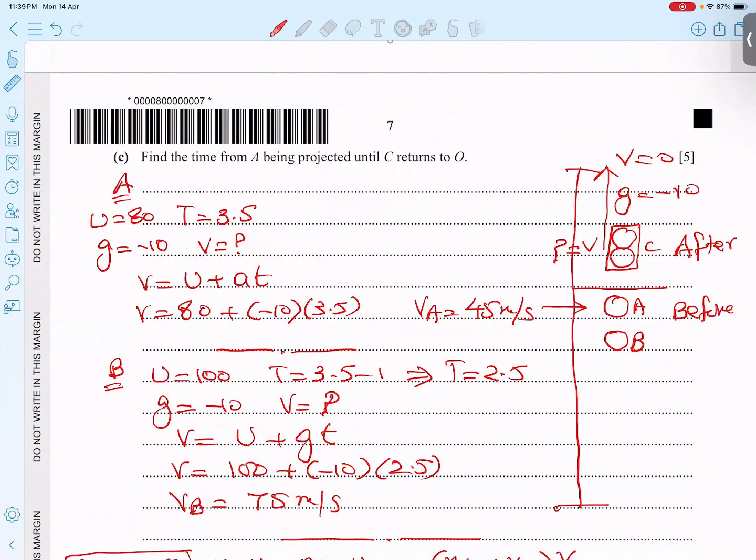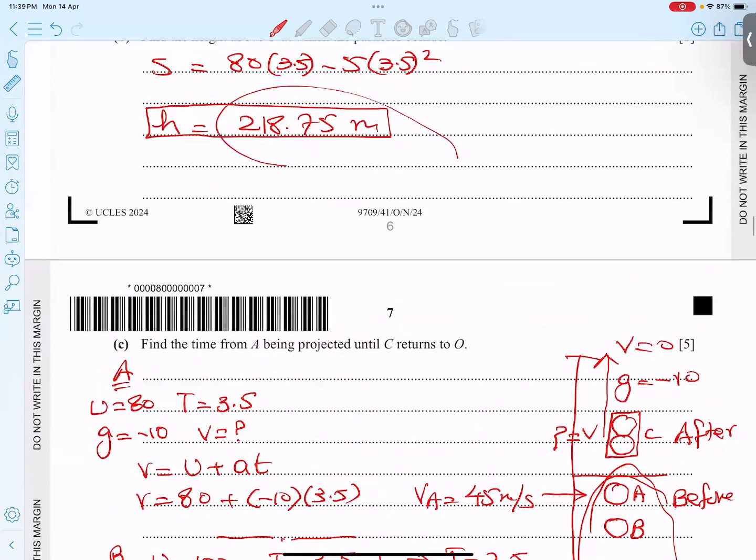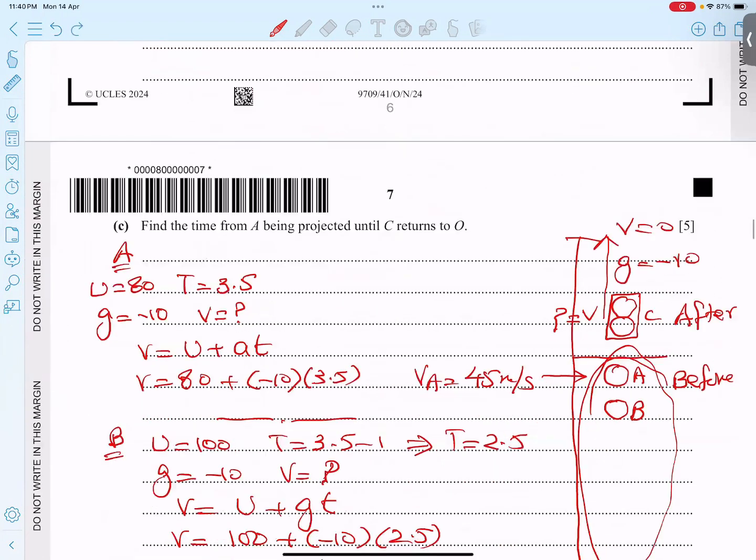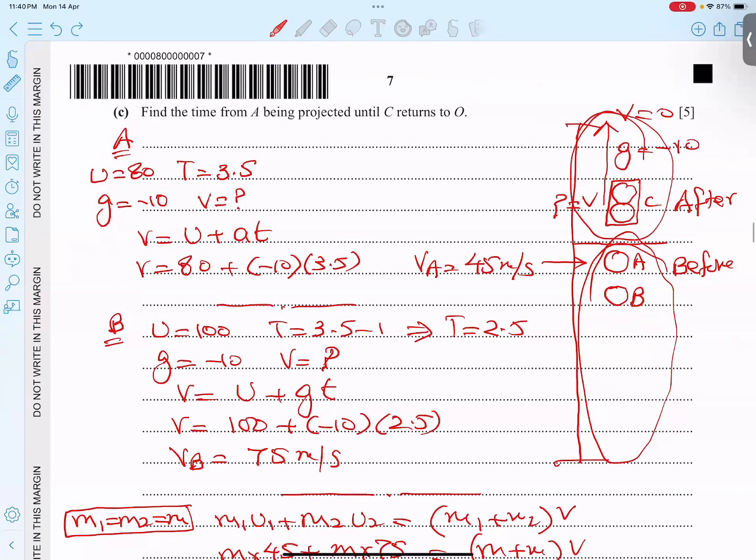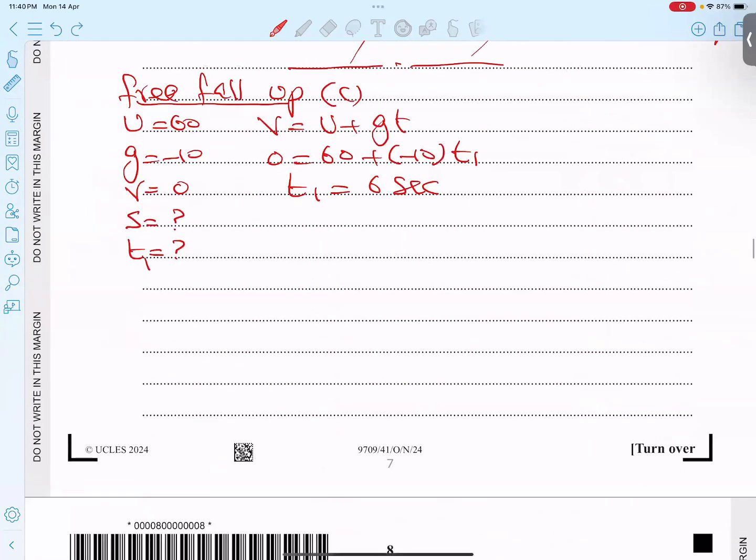But the problem is that this height, do we have it? No, I will find this height. That is why I am finding the height. So let's try to do it. Have a look. That is why I wrote S, so I'm finding S now.